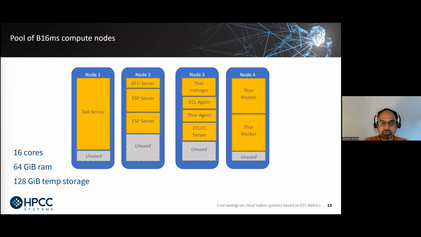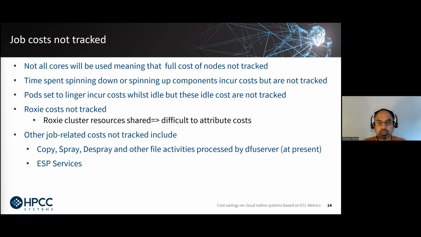These unused resources are still charged for, but as far as the cost metrics are concerned, they're not considered at all. So they're not considered in calculating the total cost of the components. So, to summarize, not all job costs are tracked. With all cores unlikely to be used, the full cost of the nodes will not be tracked.